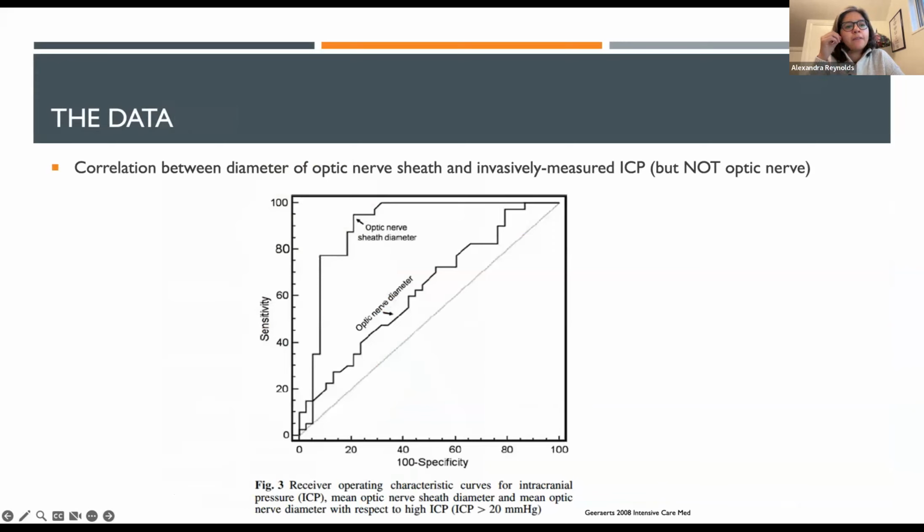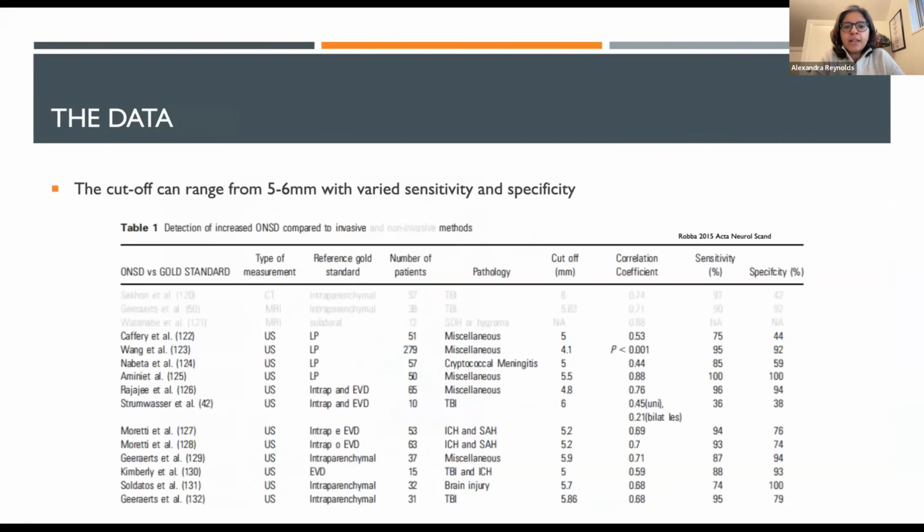Not surprisingly, if you try to correlate the diameter of the optic nerve and ICP, there's no correlation because the optic nerve should not be changing size with elevations in ICP, but the diameter of the optic nerve sheath does. And this is just from a review, and the cutoff, unfortunately, is not something that is universally agreed upon. So the cutoff, depending on the disease process and the study and how they measured the ICP, ranges anywhere from 4.8 to 6 millimeters.